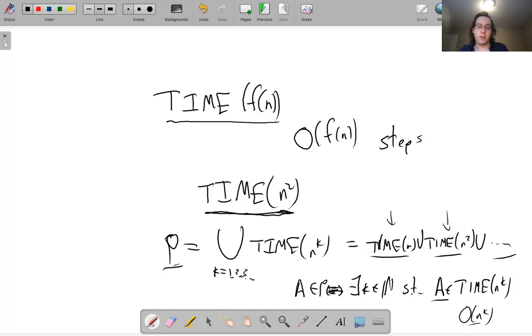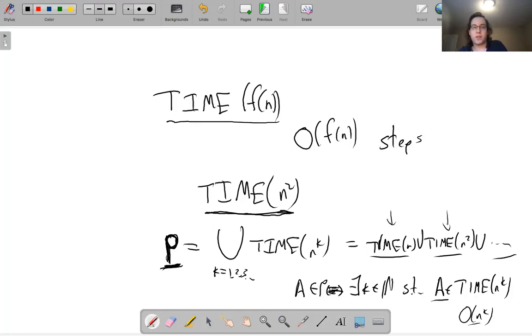So P is a very robust and very well-defined class of languages. Okay, it's a fairly natural class. And we will consider it to be the class of languages that are efficiently decidable. So the things in P, computations in polynomial time, we basically think of them as efficient. And anything not in P, we basically think of as inefficient. Okay, so that is the class P.